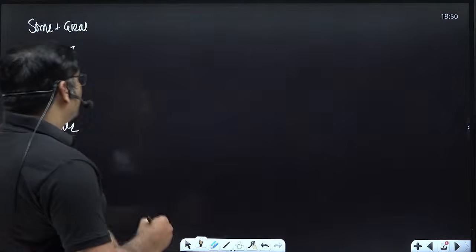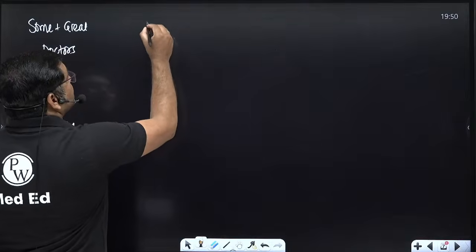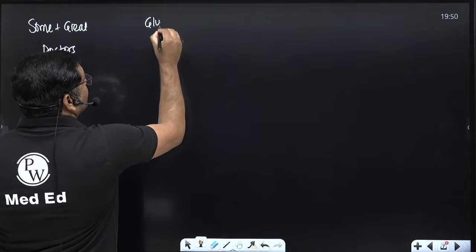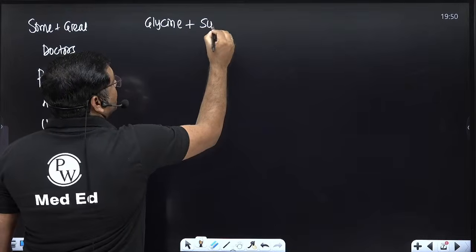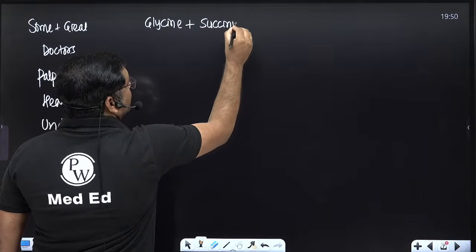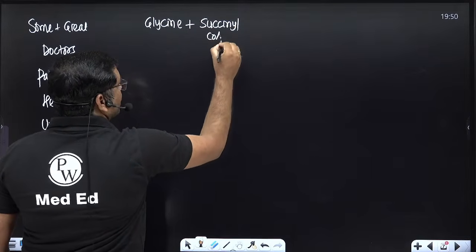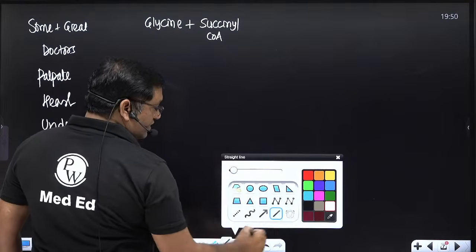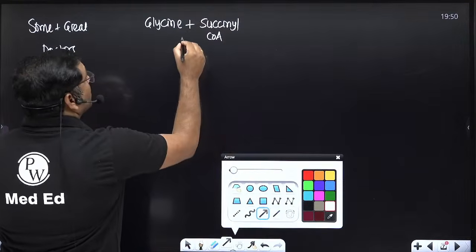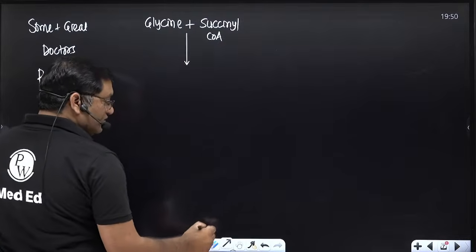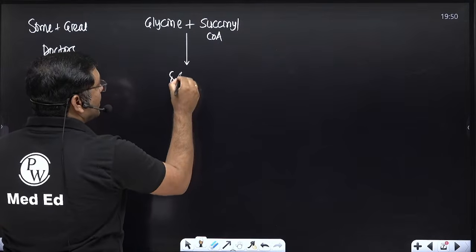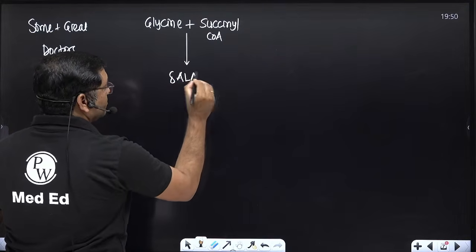Now see, the simple amino acid glycine condenses with an intermediate of the TCA cycle, succinyl coenzyme A. So glycine with succinyl coenzyme A, on condensation, forms delta amino levulinic acid.